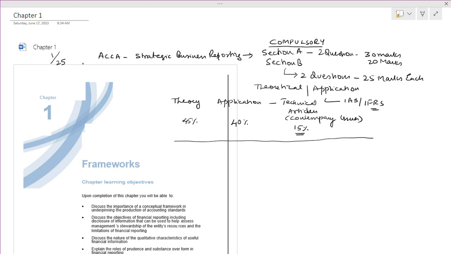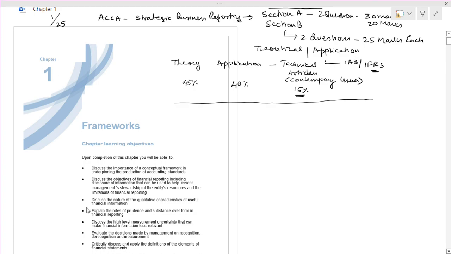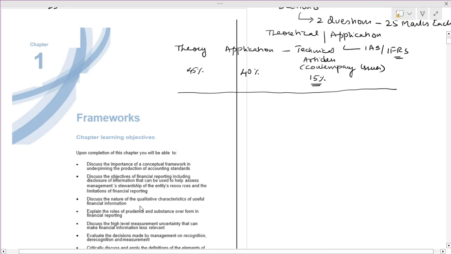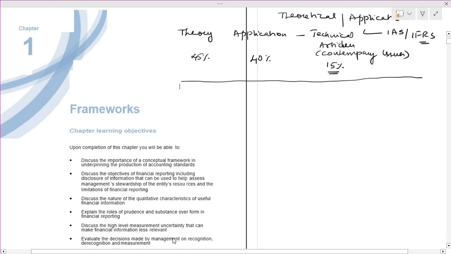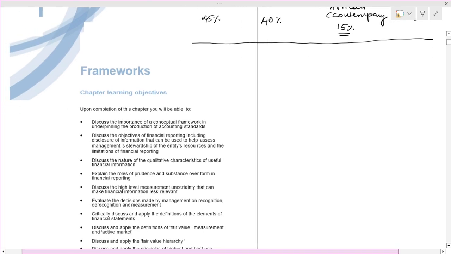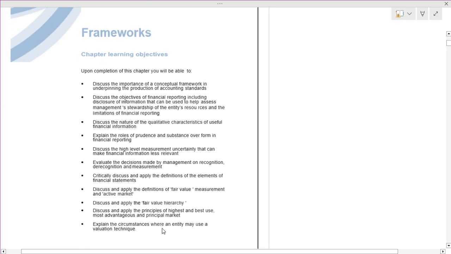Now, we will go step by step, and we will see how things will work. Very simply, you should have a basic understanding. First we will go through a little bit of conceptual understanding. Then what we are going to cover in this is the conceptual framework.